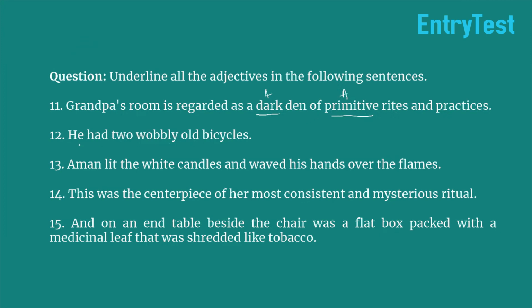Next, he had two wobbly old bicycles. Now friends, how has the bicycle been described? First of all, they are old and they are wobbly and there are two. So this is showing quantity, wobbly is again showing the quality. So all these three words are my adjectives.